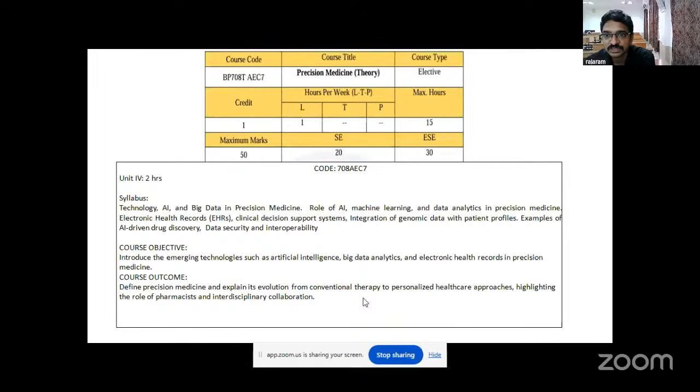We all know that precision medicine is the new order of the day. Apart from the conventional medicinal system, precision medicine and individualized therapy are the order of the day. Here we can see in the syllabus that different methods, artificial intelligence, and analytical techniques are incorporated so that students will be aware of the use of AI in precision medicine. The course outcome is to define precision medicine and explain its evolution from conventional therapy to personalized healthcare approaches, highlighting the role of pharmacists and interdisciplinary collaboration. This is the first subject I'm taking today, Unit 4 of this subject, which is on the ability enhancement of the students.